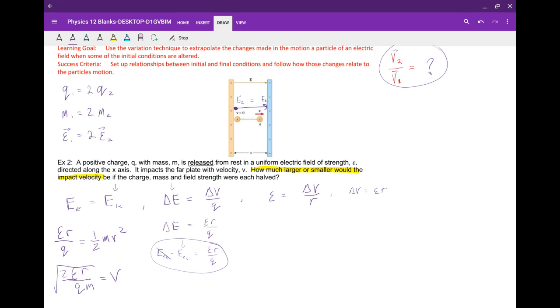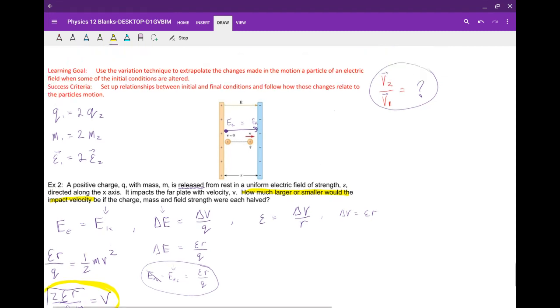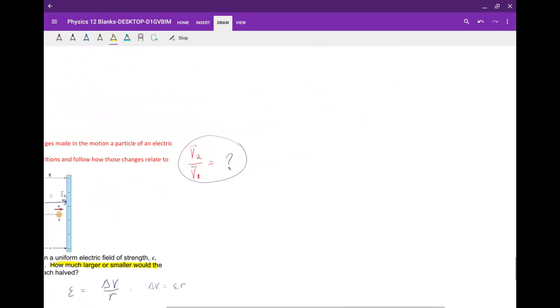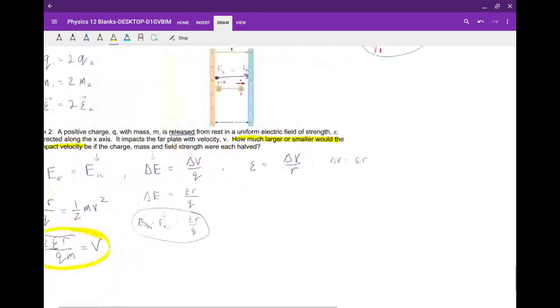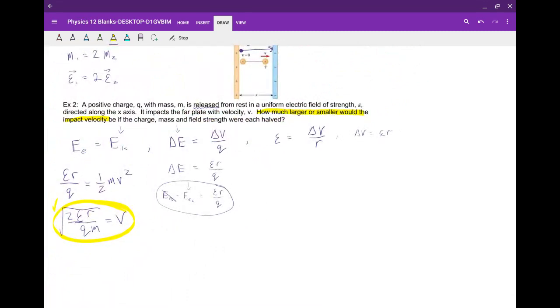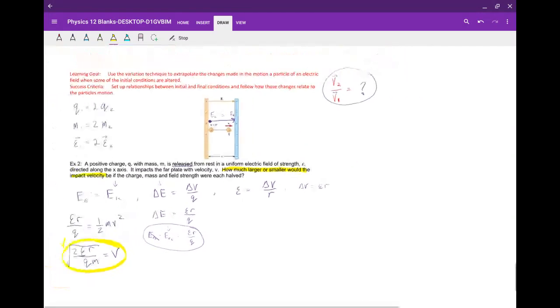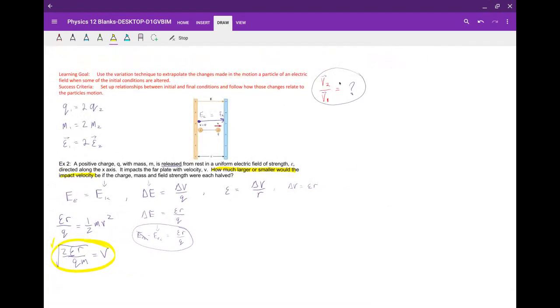Okay, let me just double check to make sure I didn't screw something up there. I think that looks okay. This is now basically our working formula. All right. And that's all of the kinematic, the electricity section there. Now what we want to do is throw this yellow circled formula into this thing way up here, which is basically how the answer gets solved.